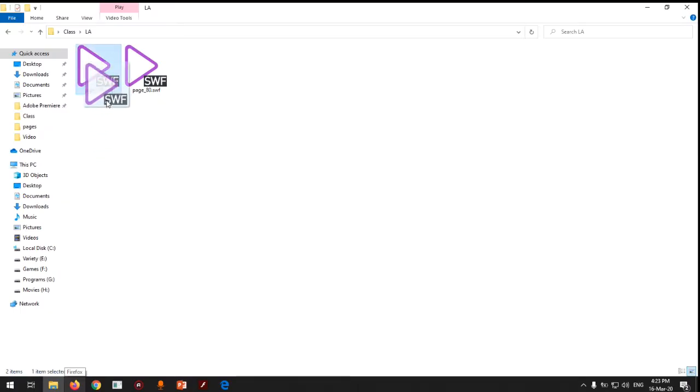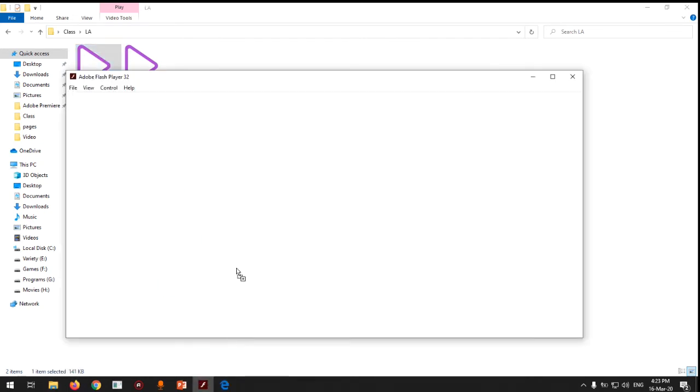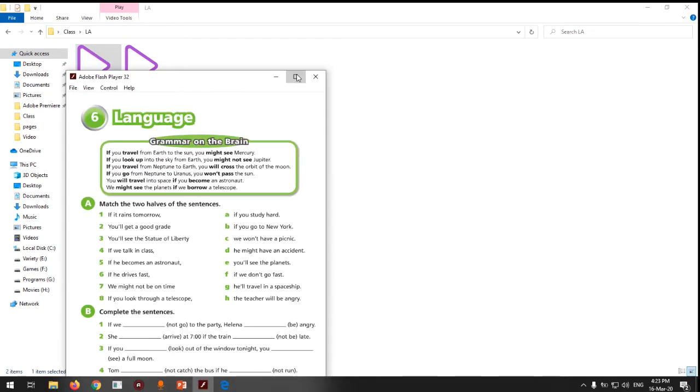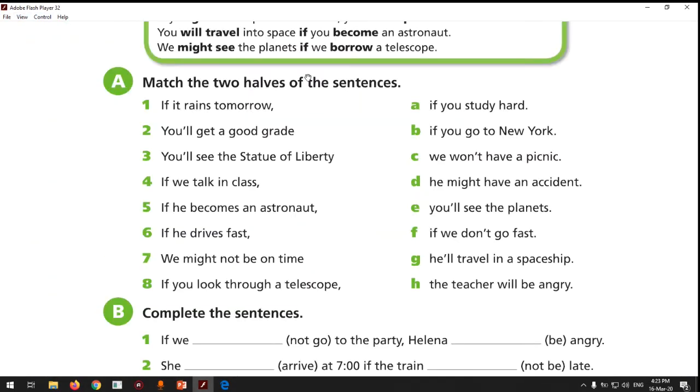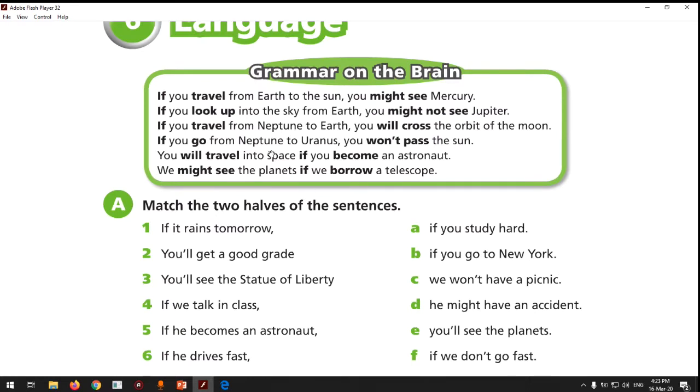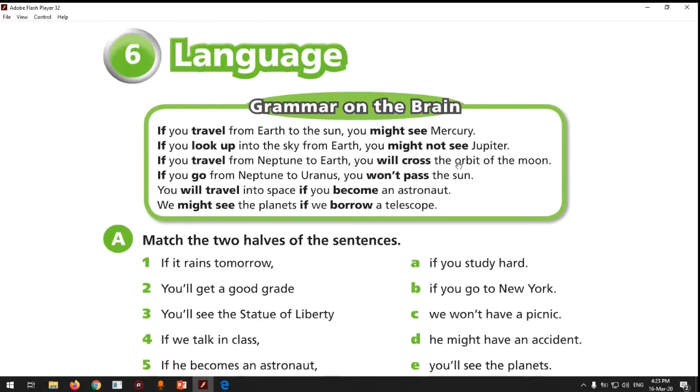We're gonna check the language activity book. I want you to open on page 79. Here we have some examples on the if conditional. If you travel from Earth to the Sun, you might see Mercury. We already took planets, so it should be easy for you to know what planet we are talking about.